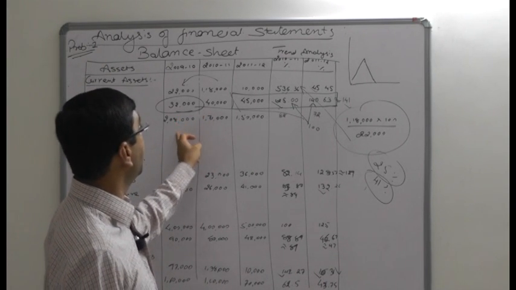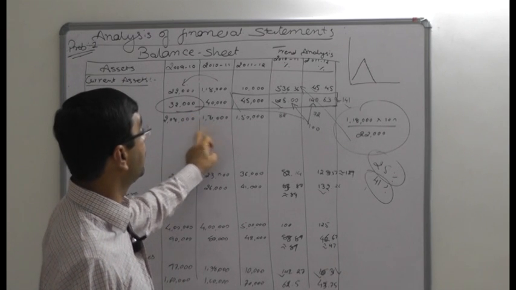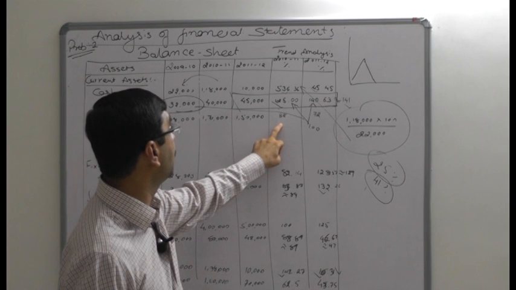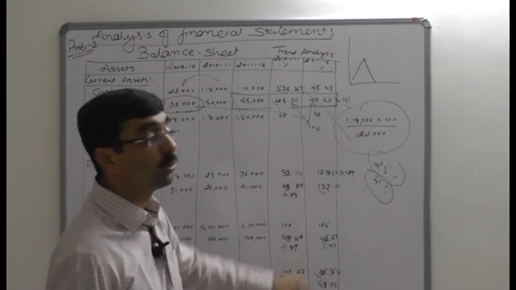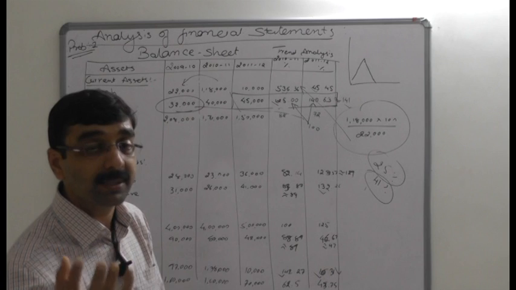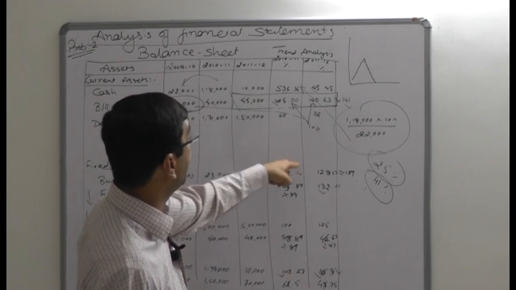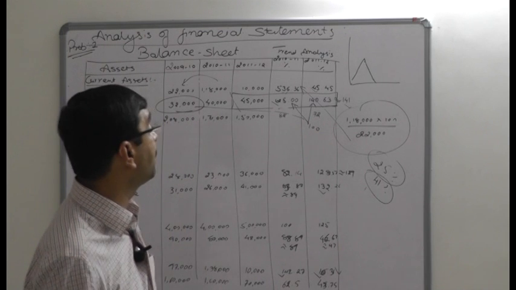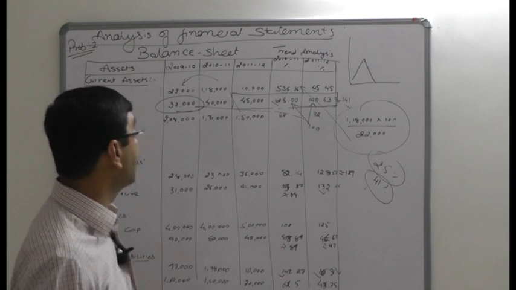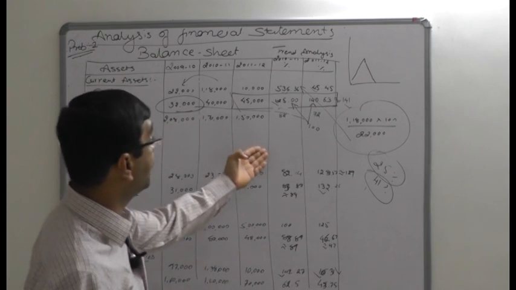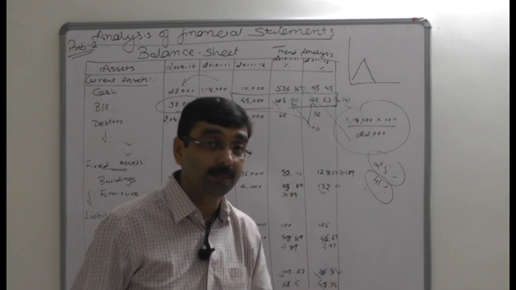As compared to 9-10, in 10-11 it's decreased. So first the base is 100, but in the case of 10-11, it decreased almost 18%, because the base year is 100. And again in the year 11-12, it's decreased by 10% more, that means almost 28% below the base year. So debtors are going to decrease, and that trend shows debtors are decreasing more.